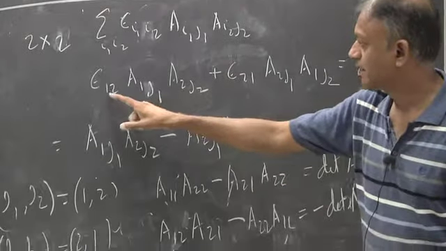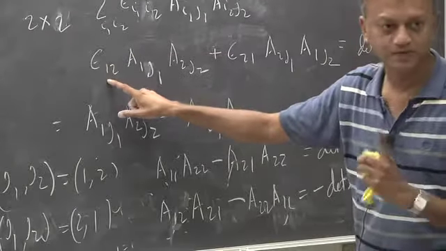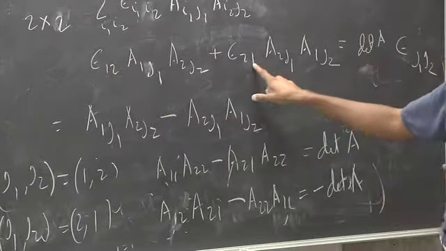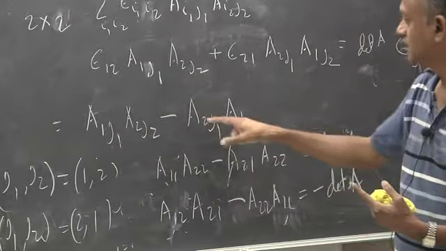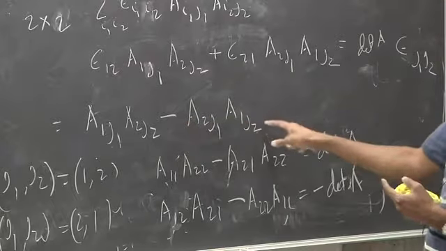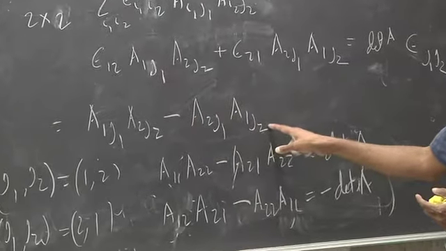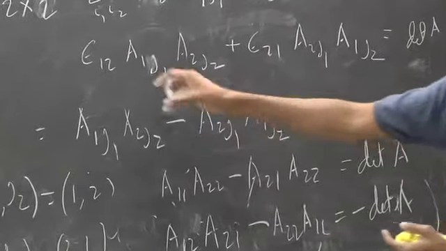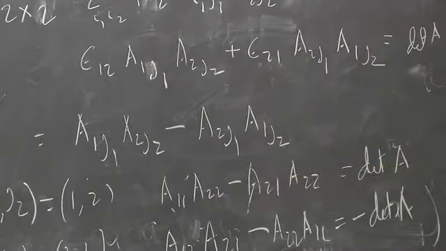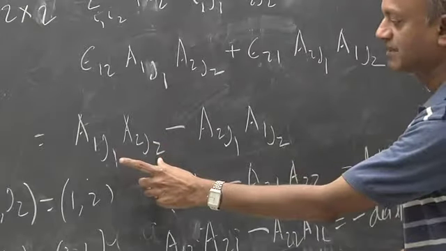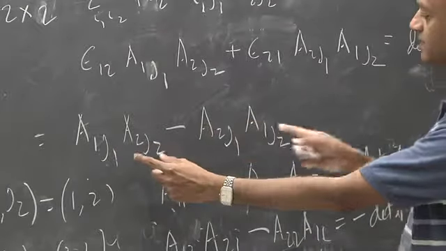So I just rewrote this using the fact that epsilon 1, 2 is plus 1 and epsilon 2, 1 is minus 1. So the first one is simply A1, J1, A2, J2. But the second one is minus A2, J1, A1, J2. Right? So this is just that, where I just use the fact that this is plus 1 and that is minus 1. Now, the first statement we made was that, from here it's obvious that if I exchange J1 and J2, it's minus, right?